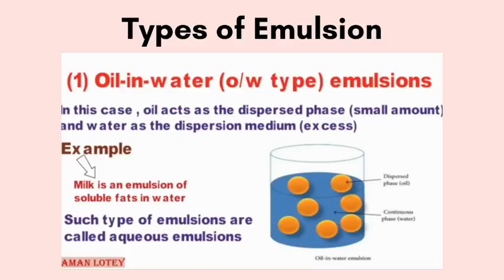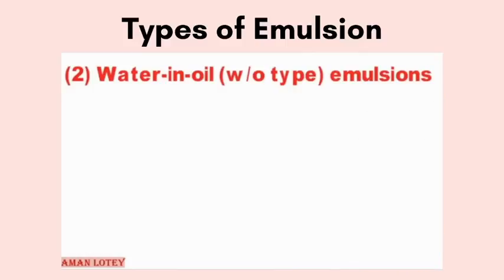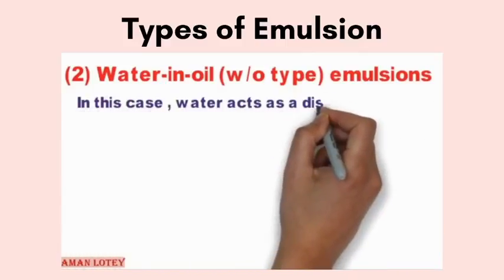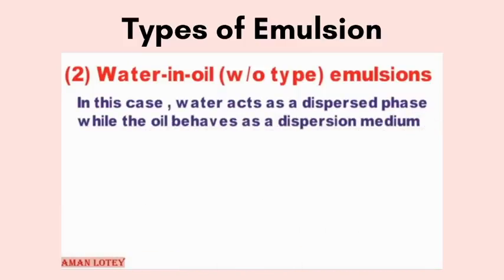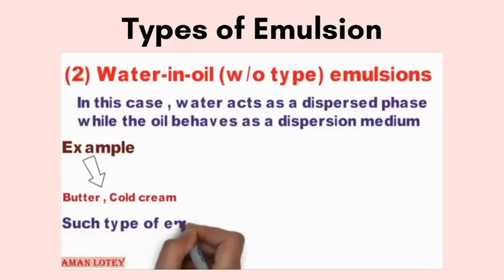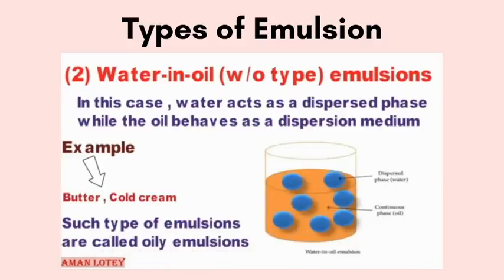Next, the second type of emulsion, water in oil emulsion. In this case, water acts as the dispersed phase, while oil behaves as the dispersion medium. Examples are butter and cold cream. Such emulsions are called oily emulsions. As you can see in the picture, the dispersed phase is water. Meanwhile, the dispersion medium is oil, so it is droplets of water in oil.